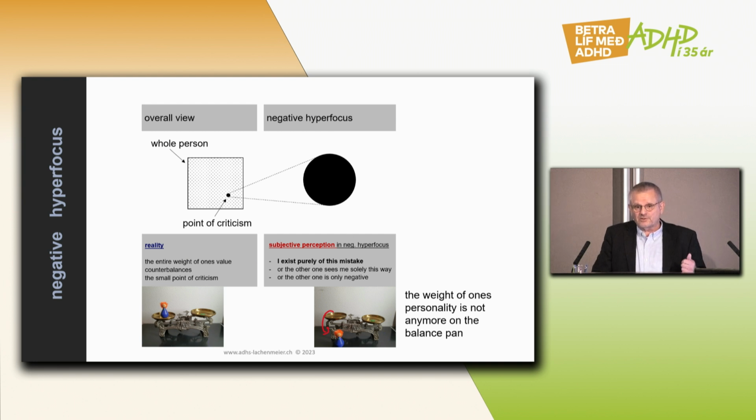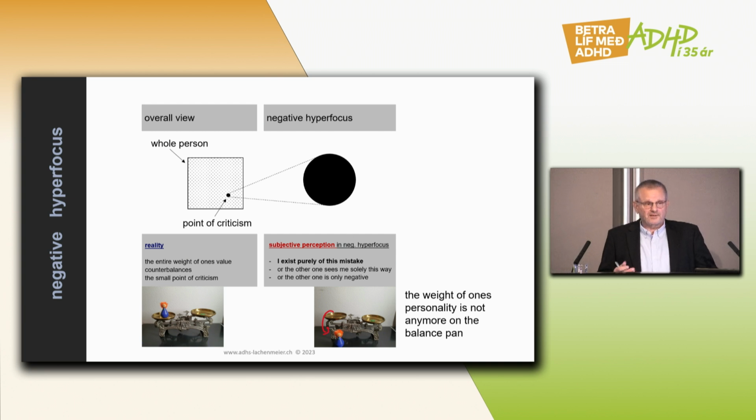The first thing, of course, is that one has to be able to recognize that one is in a negative hyperfocus, because otherwise, as long as one is in it and doesn't realize it, one has the subjective impression: finally I see how this world works. Now I see clearly as I never have before. One would not question oneself, but it is actually quite easy to diagnose with oneself that one is in a negative hyperfocus. One just has to remember that one of the things always happening in a negative hyperfocus is that one has extreme feelings.